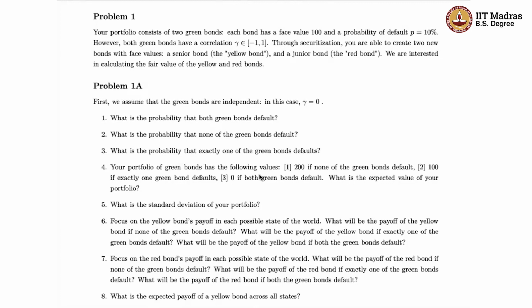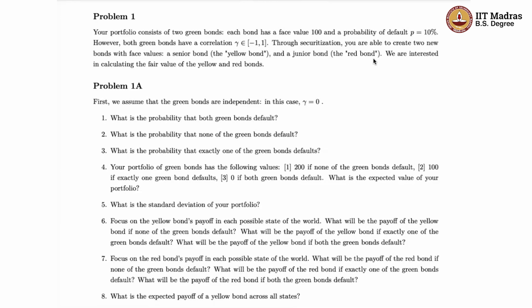And through this process of securitization that we have been talking about, you are able to create two new bonds with the same face value of 100. We are going to call one of the bonds the senior bond, the yellow bond, and the junior bond, we are going to refer to as the red bond.